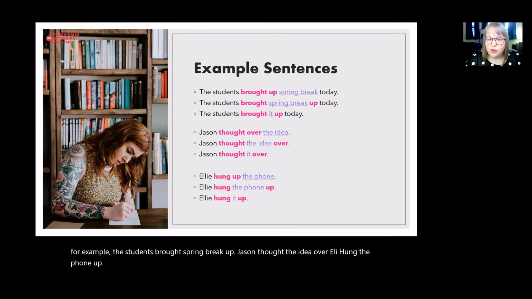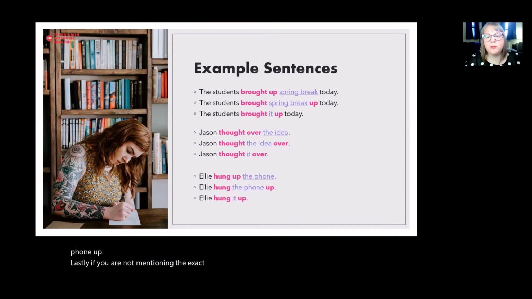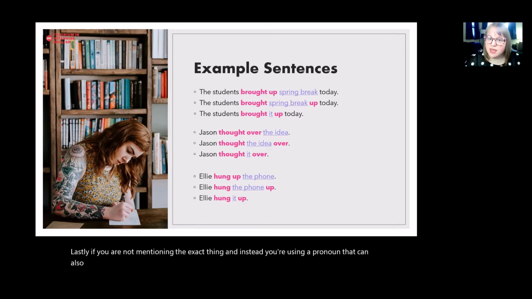Lastly, if you are not mentioning the exact thing and instead you're using a pronoun, that can also go between the verb and the adverb or preposition. The students brought it up. Jason thought it over. Ellie hung it up.